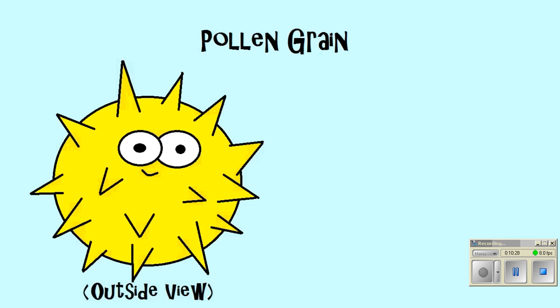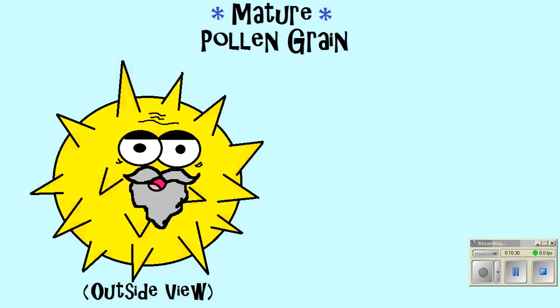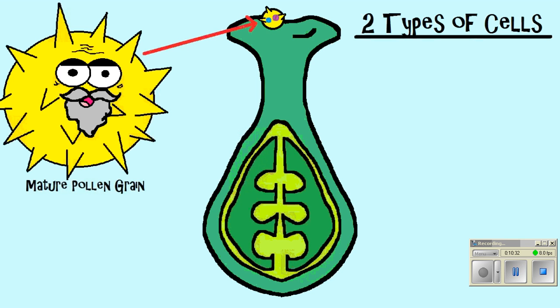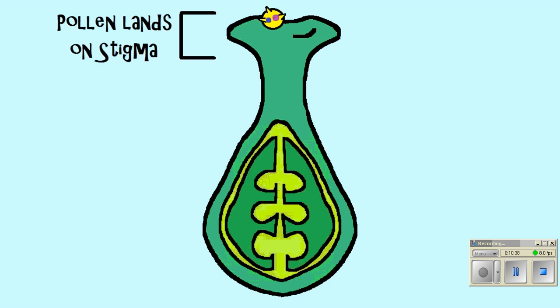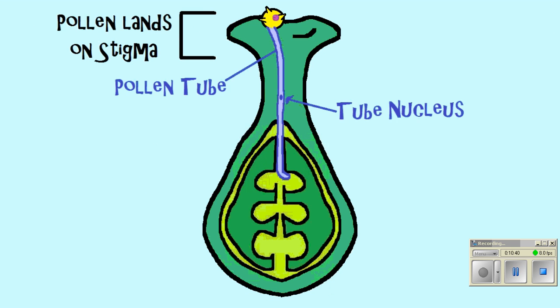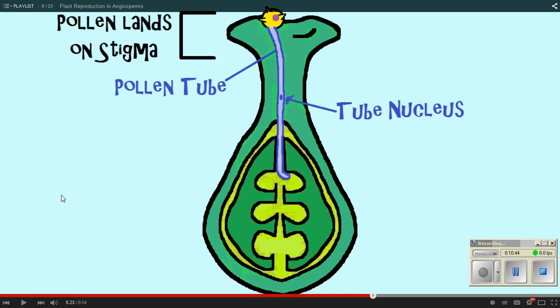First, you have to understand that pollen grains, well, mature ones anyway, consist of two types of cells, a tube cell and a generative cell. So basically this pollen grain, once landing on the sticky stigma, uses the tube cell to burrow down a pollen tube from the stigma through the stem. Okay, so this part's kind of complex, but we're just going to gloss over it and hit the highlights.